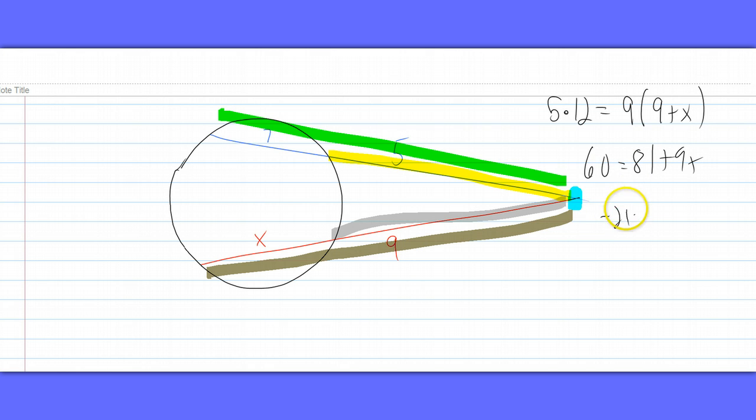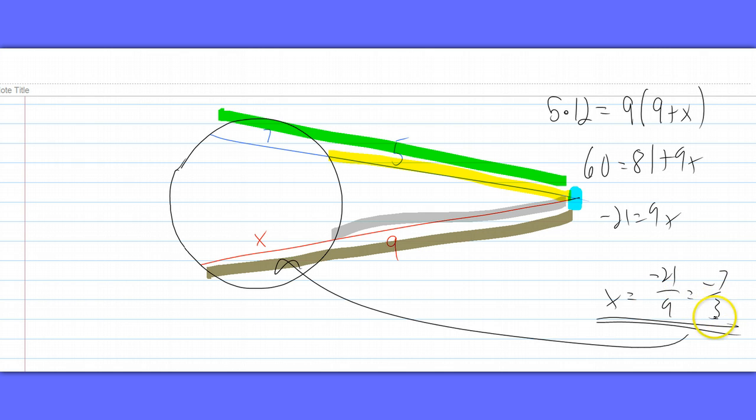Subtract 81 from both sides. Divide both sides by 3, and we get negative 21 over 9, which simplifies to negative 7/3. So in this problem, we have a scenario that really doesn't make sense. We can't have a negative value for x, so this would be a no solution. We did everything correct. Just based on these numbers, it's not possible for this scenario to happen.